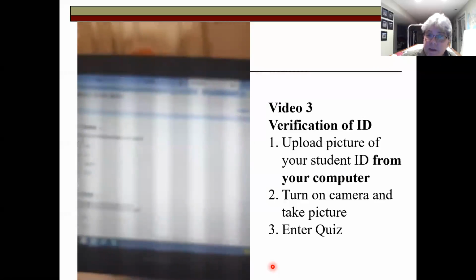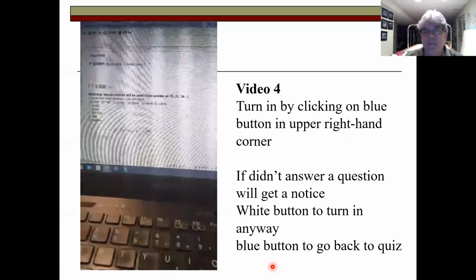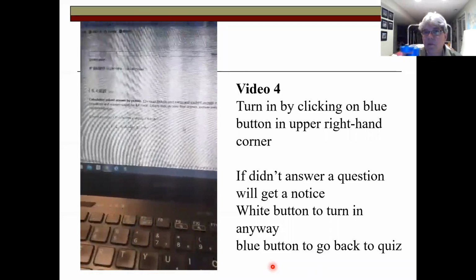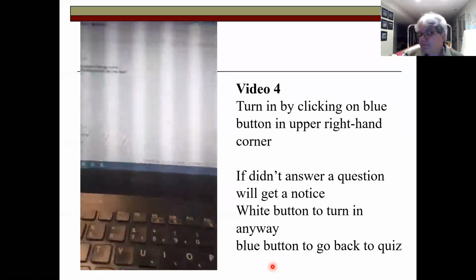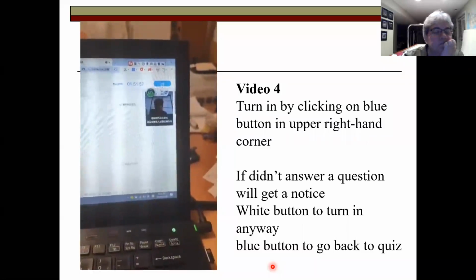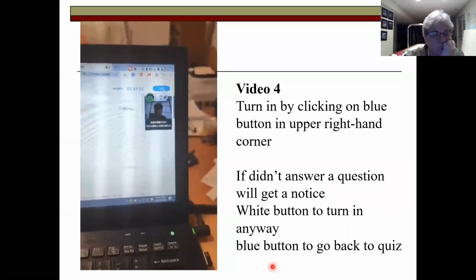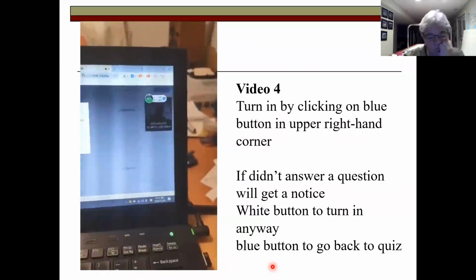Okay, so then once you get into the quiz, you take the quiz as we talked about, and then when you're all finished, you can turn it in by clicking, there's a blue button in the upper right-hand corner. So this video is not very clear, but you can kind of see where the button is to turn things in. You finish the test paper, you want to turn in, then you can find this button here on the right, upper right. So press this button to turn in your paper. Turn in.